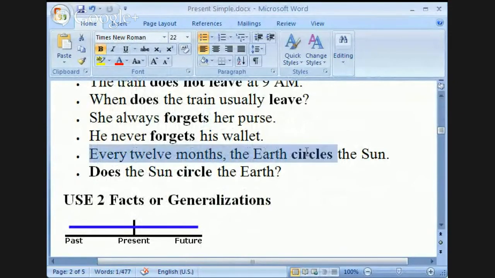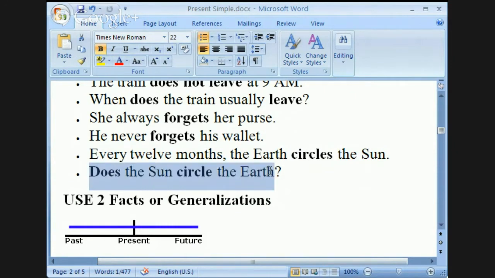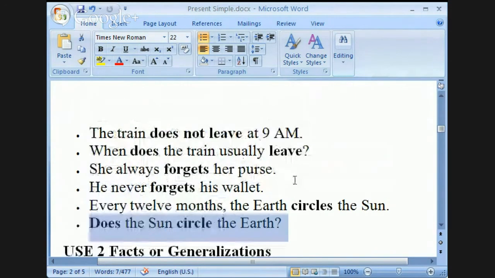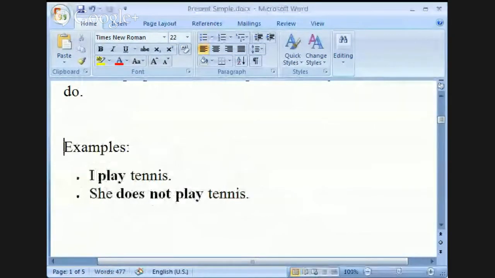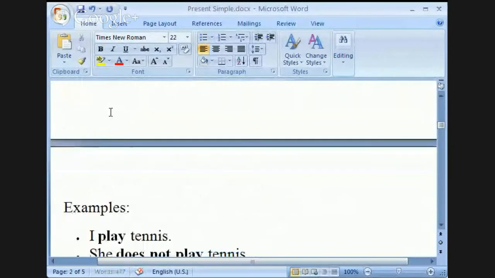Every 12 months, the Earth circles the sun. Well, let's hope so. Okay, kind of a scheduled event, scheduled by God. I don't know. Does the sun circle the Earth? All right. Well, there you go. There's a whole bunch of different examples. Now let's have you guys try it.